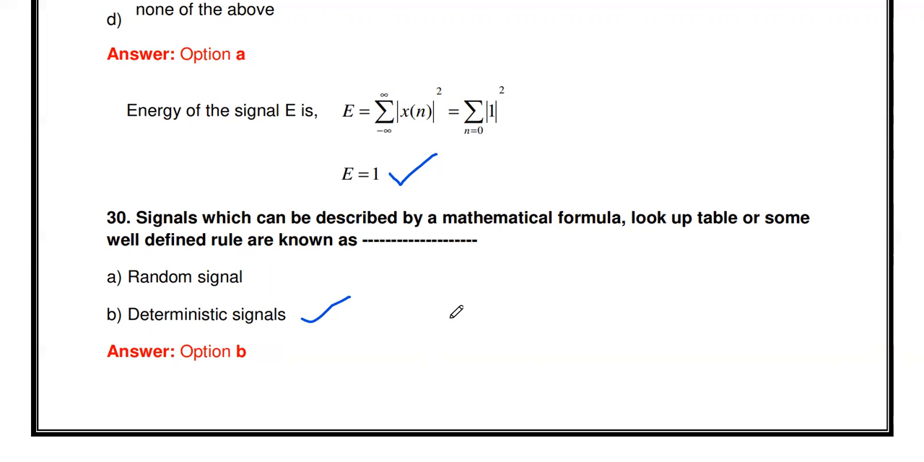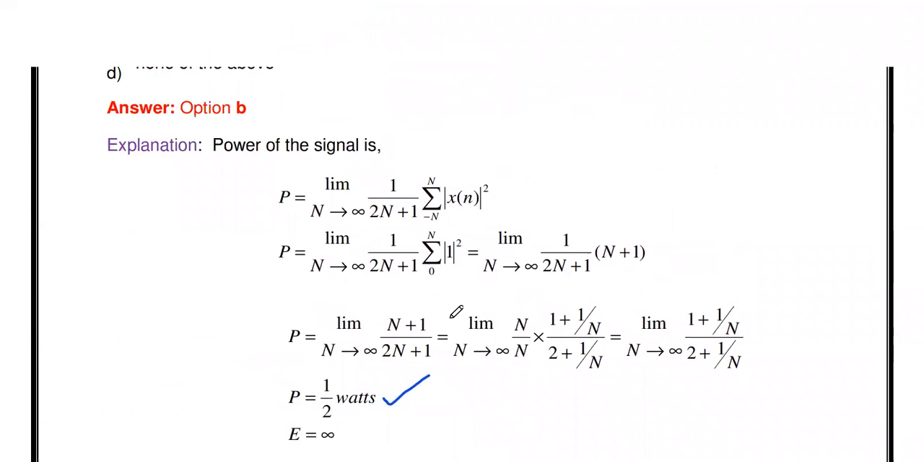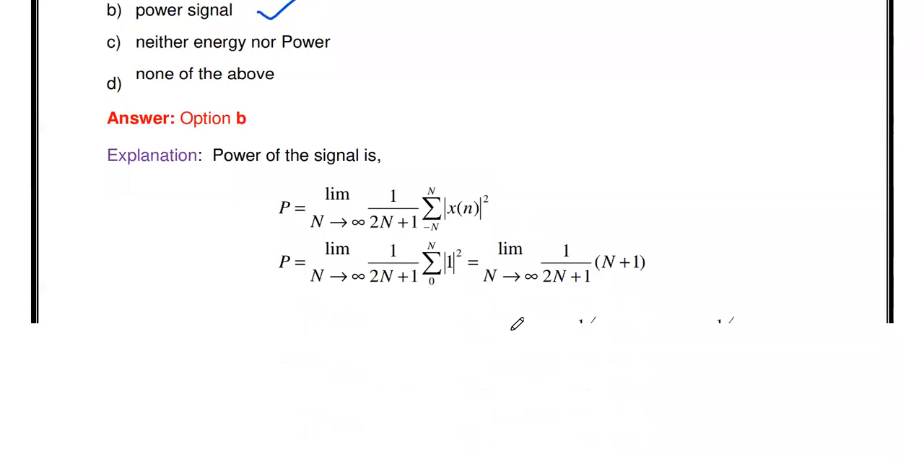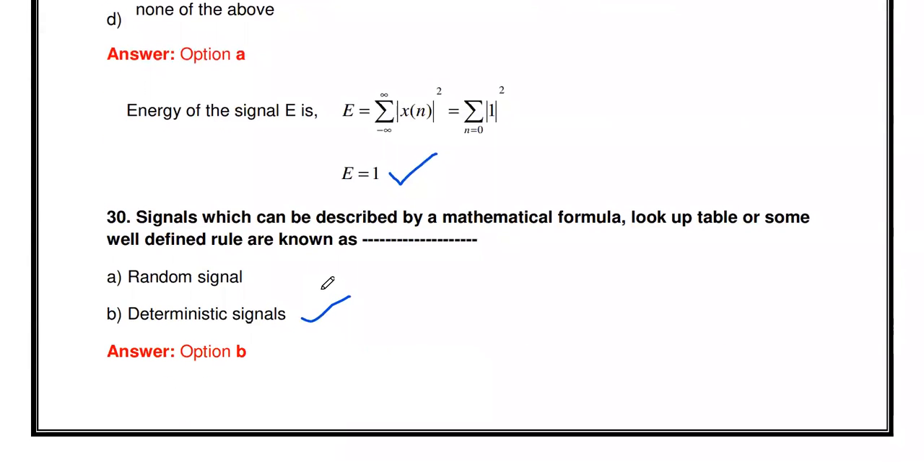So this is about this video. We discussed three classifications: periodic and non-periodic related questions and answers, energy and power signals, and deterministic and random. In the next video, we are going to discuss the classification of signals into even and odd.